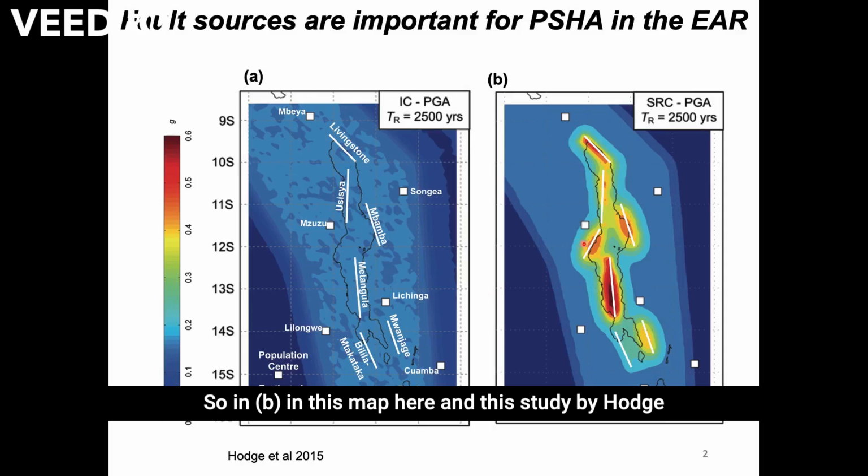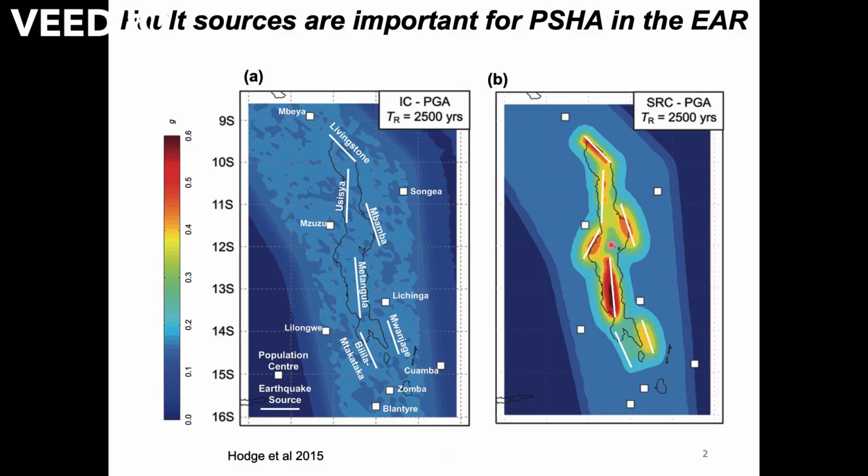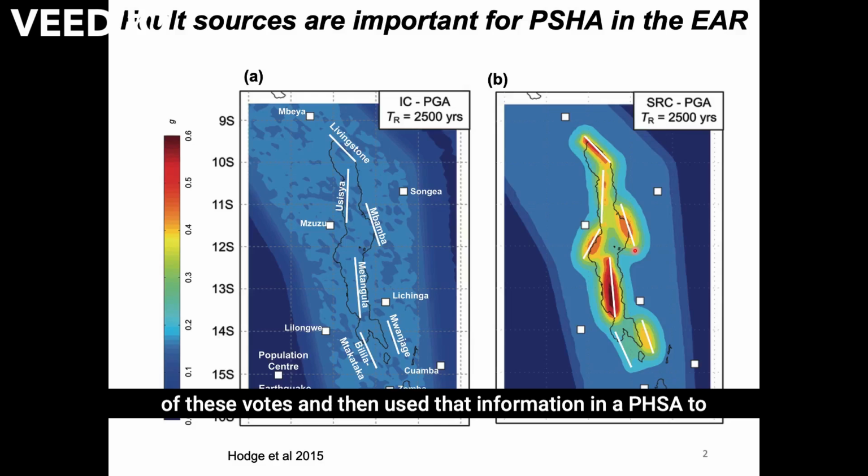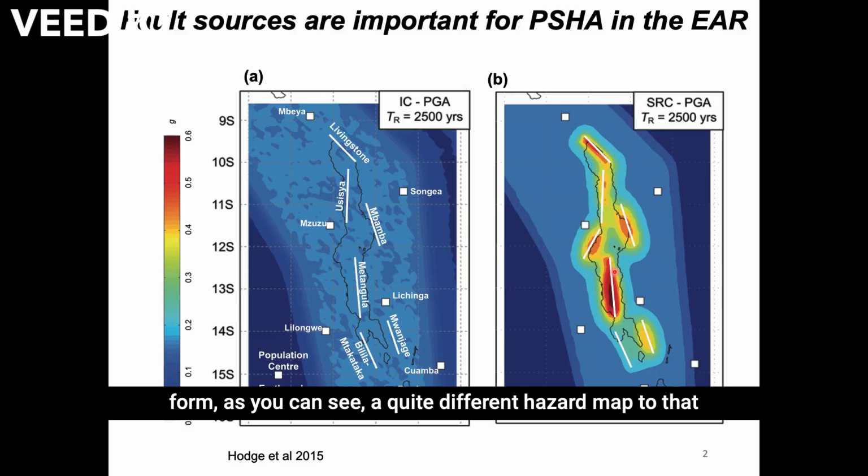So in B, in this map here, in this study by Hodge et al. 2015, they made some basic assumptions about how the geodetic extension is partitioned across the faults to derive some slip rates for these faults, and then use that information in a PSHA to form, as you can see, a quite different hazard map to that in A.